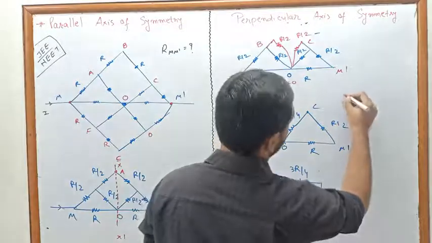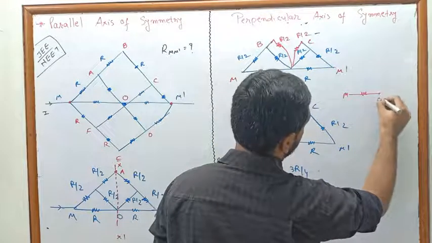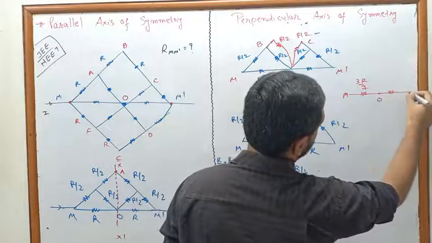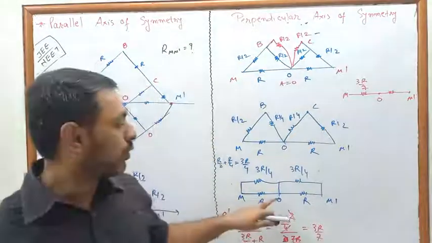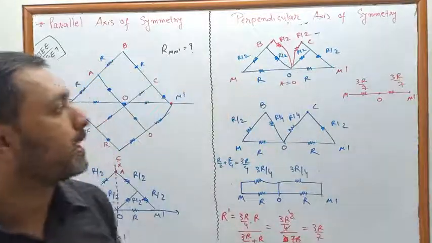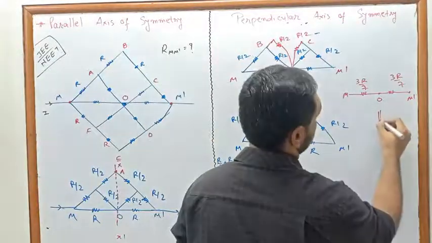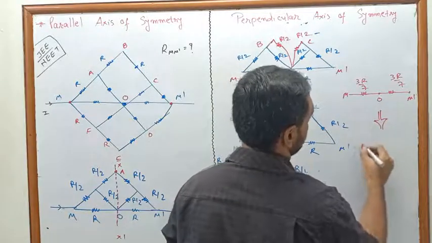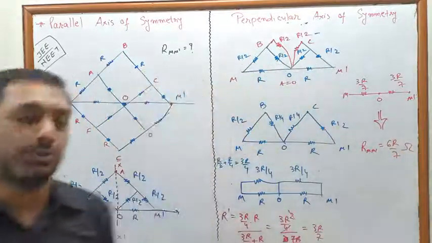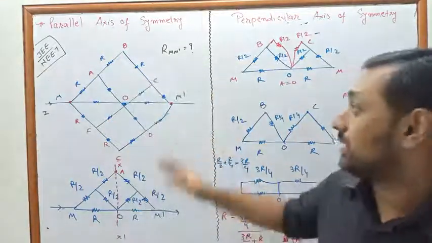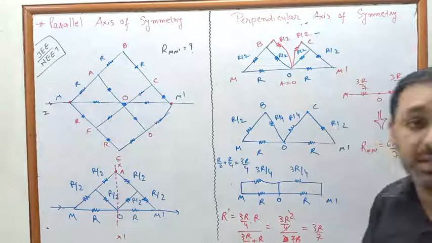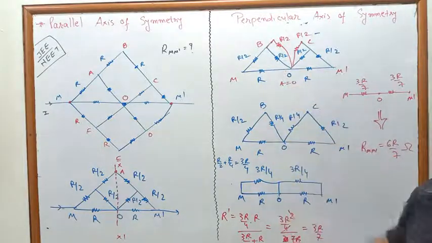So between point M and O, you have 3R by 7. Similar case, between points O and M dash, you have 3R by 7. And these two are in series, meaning the equivalent resistance R M dash is 6R by 7. Okay. So in such a network, you have to apply parallel axis symmetry as well as perpendicular axis symmetry, and after that the method of successive reduction.